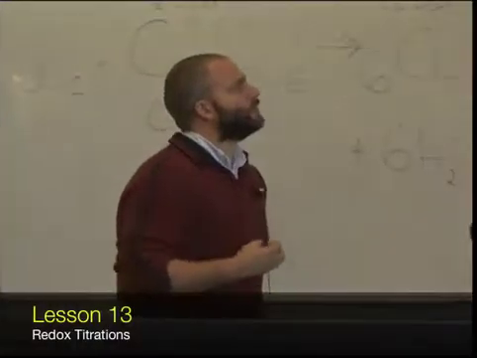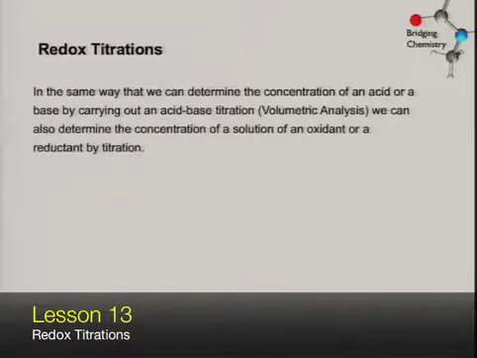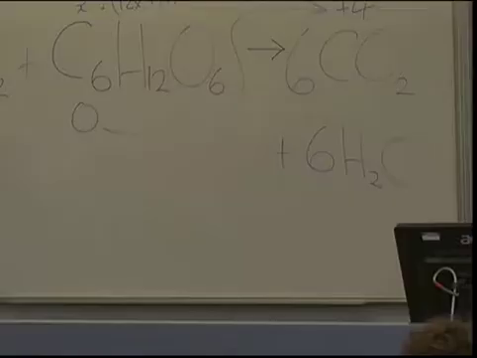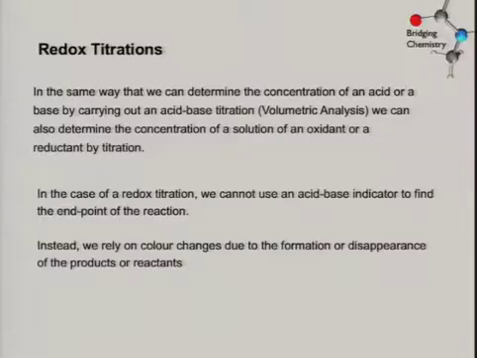So in the same way that we can determine the concentration of an acid or a base by carrying out an acid-base titration, which we called volumetric analysis the other day, because we're doing the analysis based on volumes of solutions that we're mixing together, we can also determine the concentration of a solution of an oxidant or a reductant by doing a titration. There's only really two sort of differences between an acid-base titration and a redox titration.